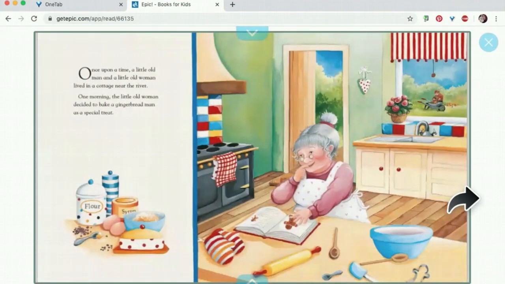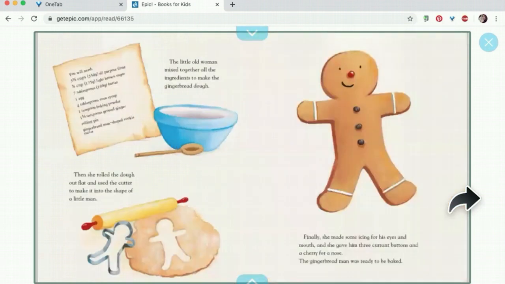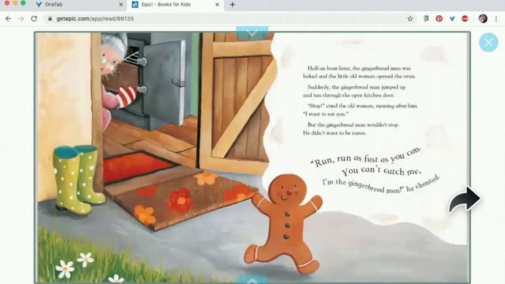Once upon a time, a little old man and a little old woman lived in a cottage near the river. One morning, the little old woman decided to bake a gingerbread man as a special treat. The little old woman mixed together all the ingredients to make the gingerbread dough. Then she rolled the dough out flat and used the cutter to make it into the shape of a little man. Finally, she made some icing for his eyes and mouth, and she gave him 3 currant buttons and a cherry for a nose. Currants are kind of like raisins. The gingerbread man was ready to be baked.